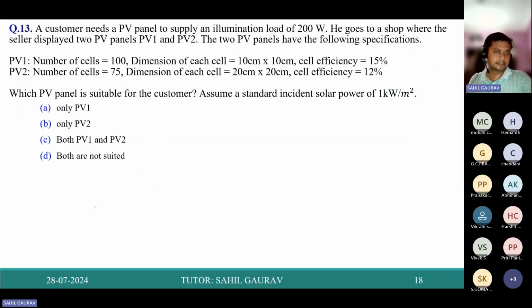So let us see the first case, case one, PV1. Here we are going to find the output power. Output power is efficiency into area into insolation.